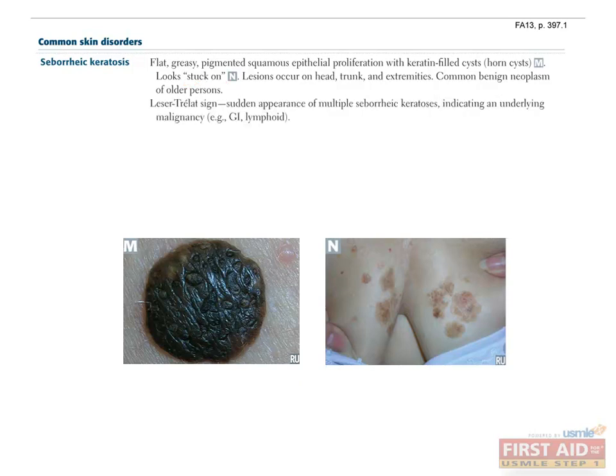The classic board-style question about the skin finding is that it can reveal an underlying disease. There is, for example, the sign of Leser-Trélat, which manifests with the appearance of multiple SEBKs rapidly, indicating an underlying cancer, often of the GI or lymphoid systems.